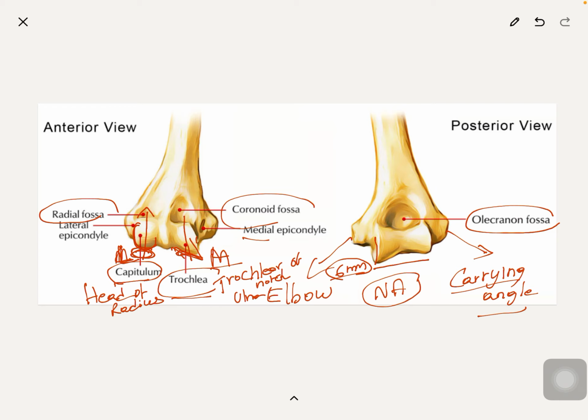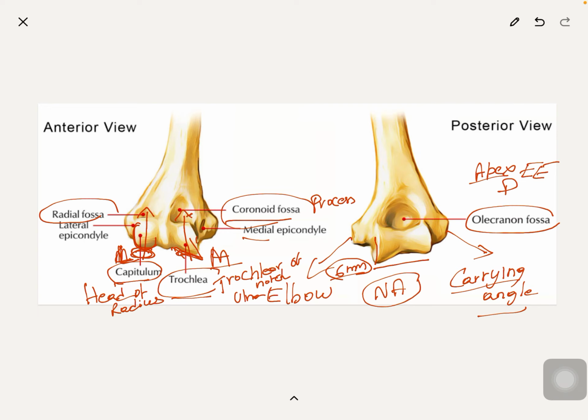In the flexed position, the coronoid process of the ulna will be related to this part. Then the olecranon fossa is a deep depression present in the posterior surface of the lower end. It lodges the apex of the olecranon process. This is in the extended elbow. These two are in the flexed elbow, and this is in the extended elbow. Then all the non-articular fossae are covered within the articular capsule.